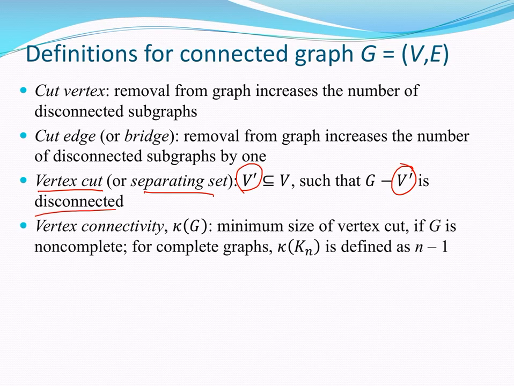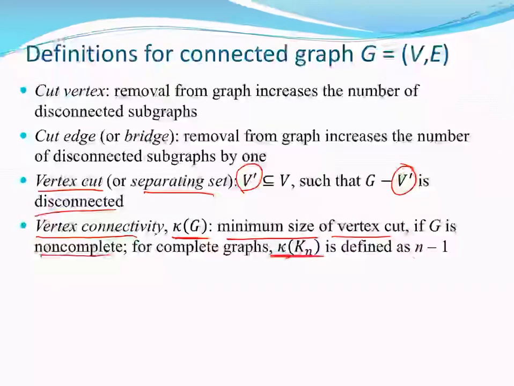And vertex connectivity, kappa of G, is the minimum size of a vertex cut. That is true if G is non-complete. For complete graphs, kappa of K sub n is defined as n minus 1. So a graph with n vertices that is not complete will have a vertex connectivity of n minus 2 or less.